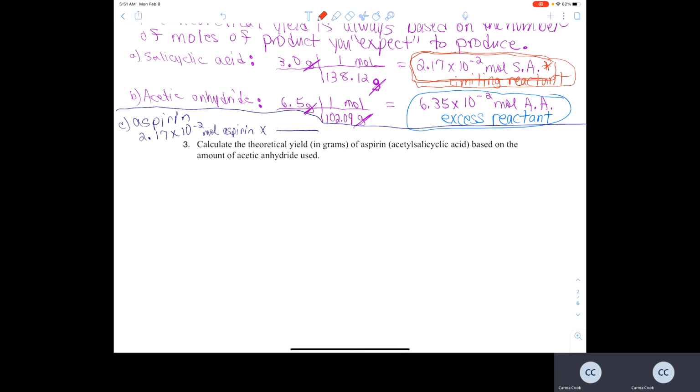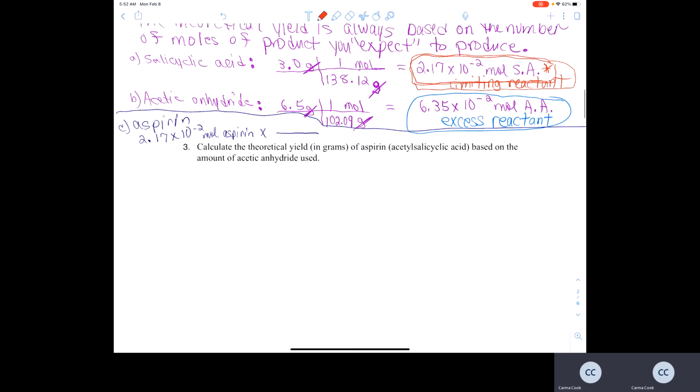You're not going to make any more product than the amount of the limiting reactant that you start out with, because it's the limiting reactant that determines how much product you make, not the excess reactant. So the limiting reactant limits the amount of product that's formed. However many moles of your limiting reactant you start out with, you're going to produce that same number of moles of product. But the key is you've got to convert the moles of that product to grams to get the theoretical yield by multiplying by the molar mass.